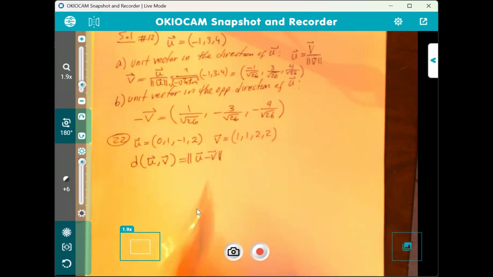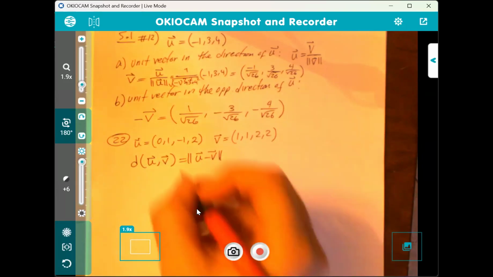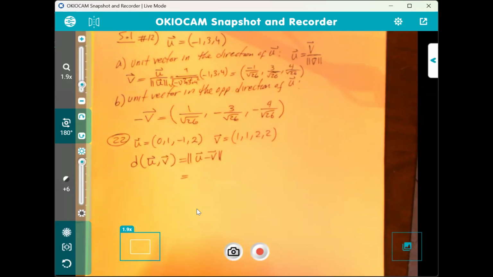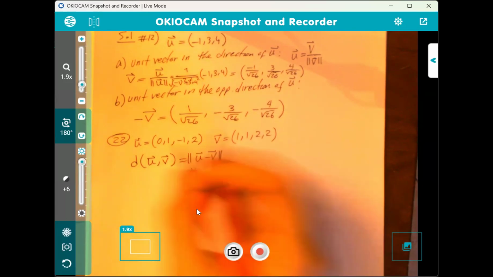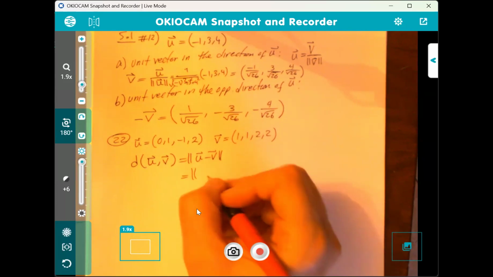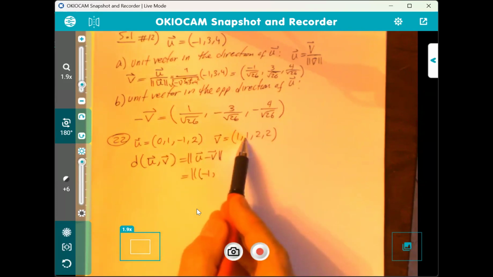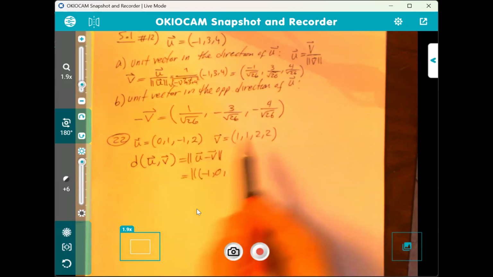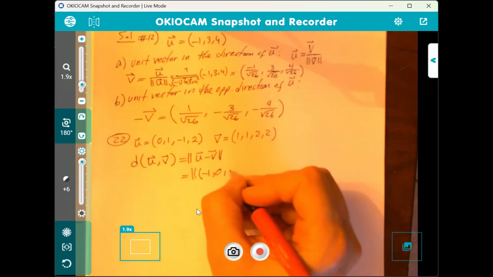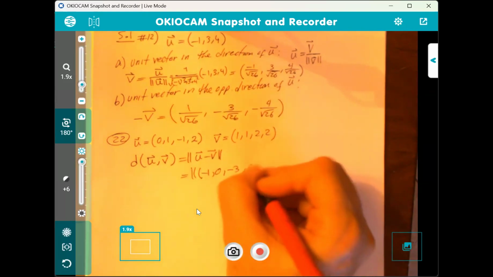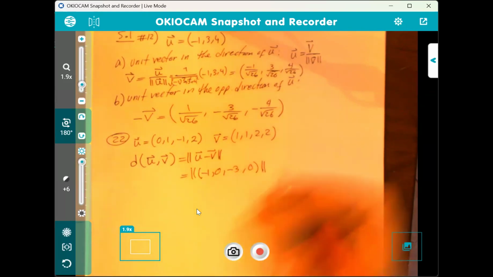All right, and the magnitude of that vector u minus v is going to be, we just subtract vector v from vector u. So that's going to be 0 minus 1, so the vector has negative 1. 1 minus 1 is 0. The third component of u is negative 1 minus 2. It's going to be what? Negative 3. And 2 minus 2 is going to be 0. There you have that one.